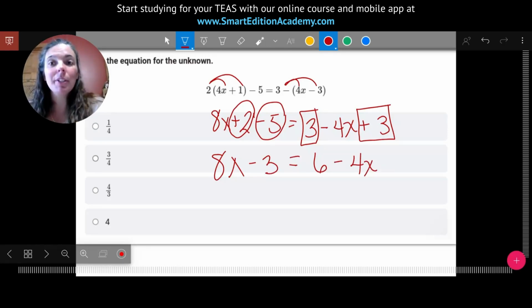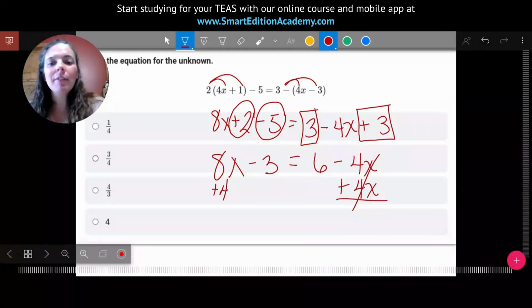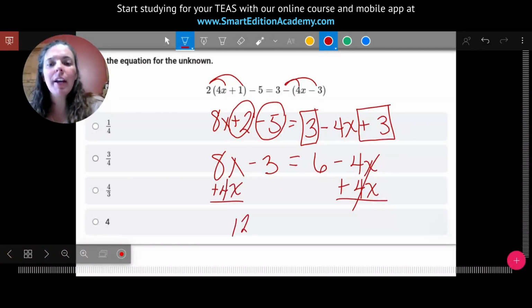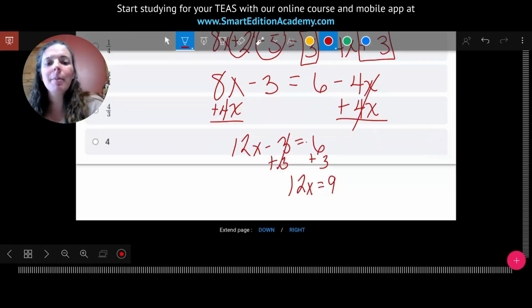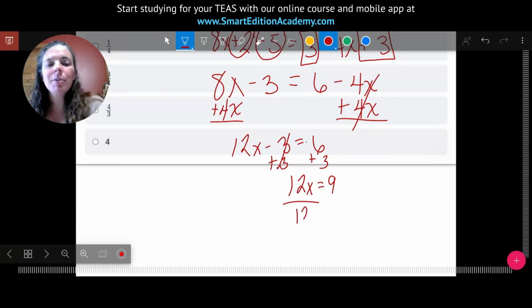Okay, now we're dealing with variables on both sides of the equation. So I'm going to move my 4x over. It's minus 4x, so I have to add 4x to get it to cancel out. And if I do it on one side, I have to do it on the other. So I get 12x minus 3 equals 6. And now we just need to add 3. 12x equals 9. And then my last step here, 12 times x, so I'm going to do division. I would get x equals 9 over 12.